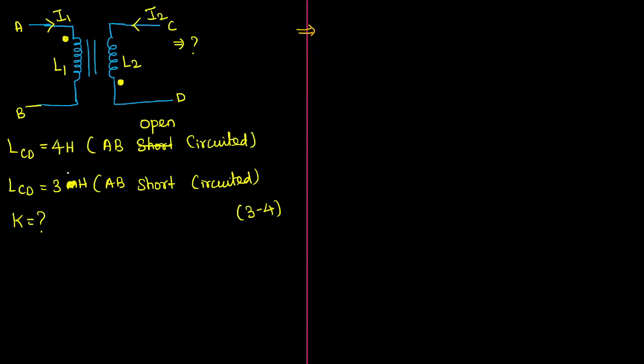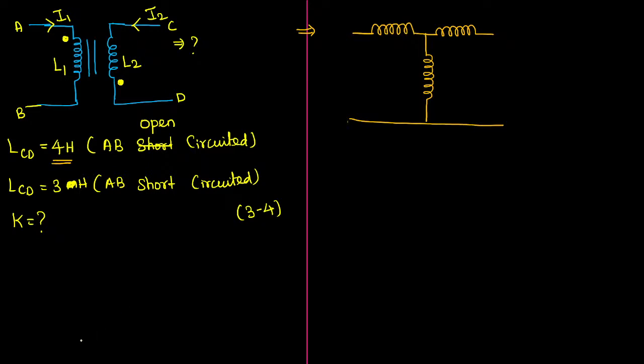Actually, what they told is they got 4 Henry in the first case. Very good. They got 4 Henry when the terminals A and B are short circuited. First of all, let me draw its electrical equivalent circuit. You all know how to draw the electrical equivalent circuit of the transformer. Just now I taught you.